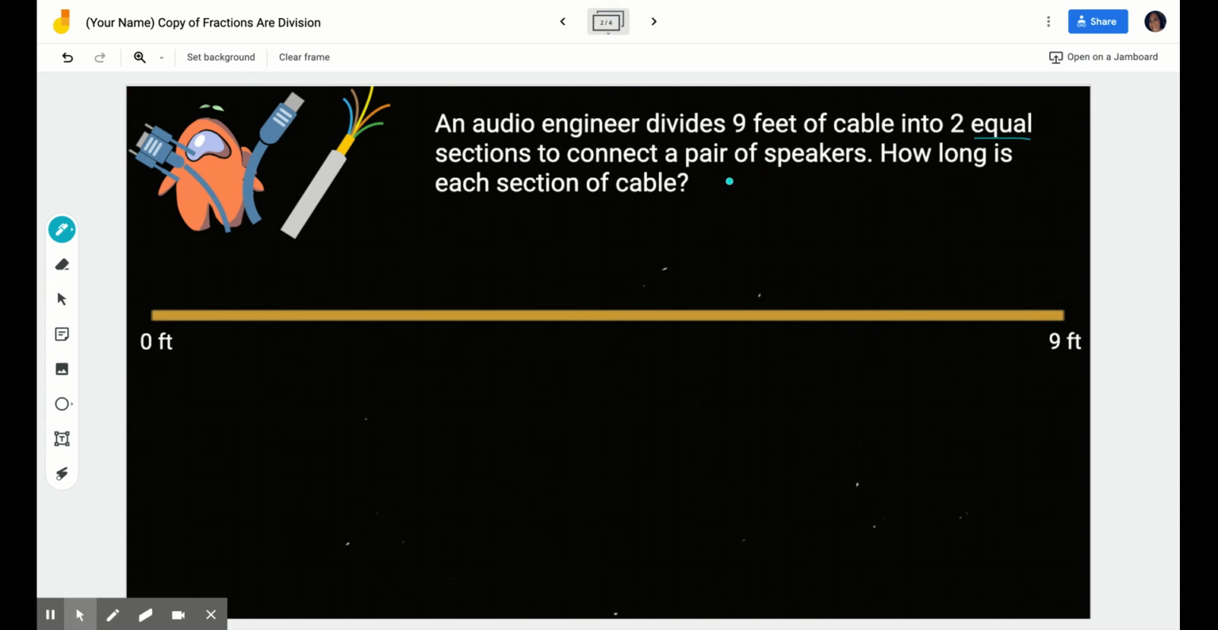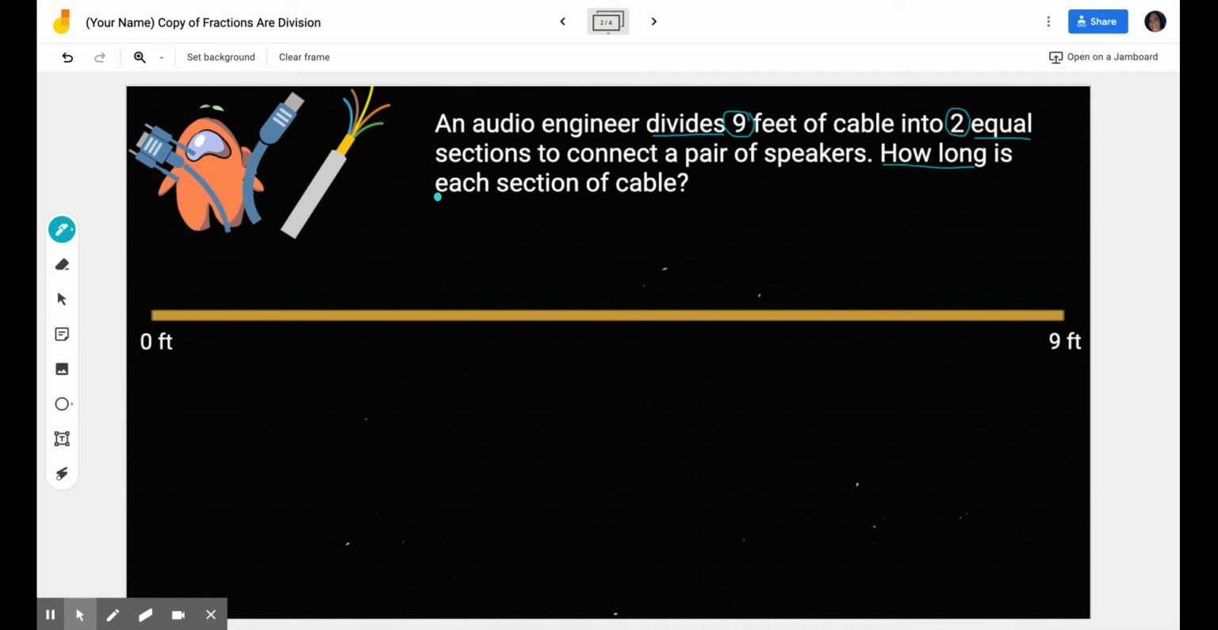The next, I'm going to read through again and pull out all of the quantities. In this case, it is 2 integers, so 2 whole numbers. It says an audio engineer divides, that's going to be really important in just a second, 9 feet of cable into 2 equal groups. So those are my quantities in this problem. 2 equal sections to connect a pair of speakers. How long is each section of cable?